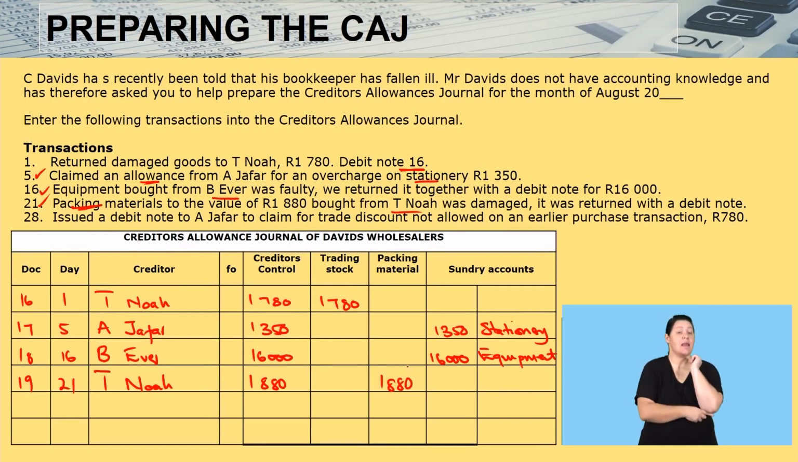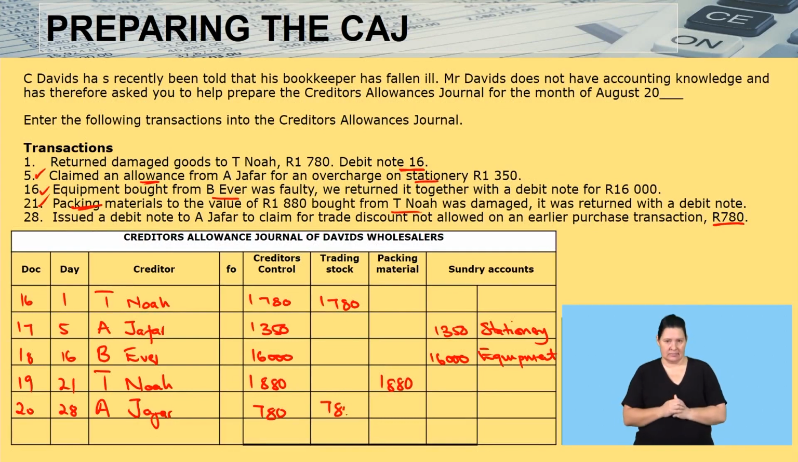And the last transaction reads: issued a debit note to A. Jaffa to claim for a trade discount not allowed on an earlier purchase transaction for 780. Document is 20. The day is the 28th. And then I'll now say here, it is A. Jaffa, and the amount is 780. The debit note was for a trade discount that was not allowed on a purchase. That means we're coming here and we say 780 under my trading stock.